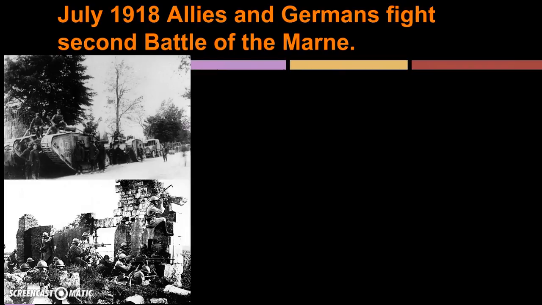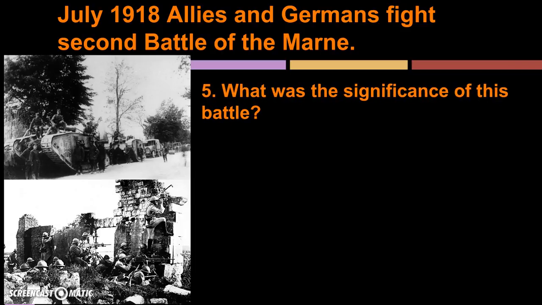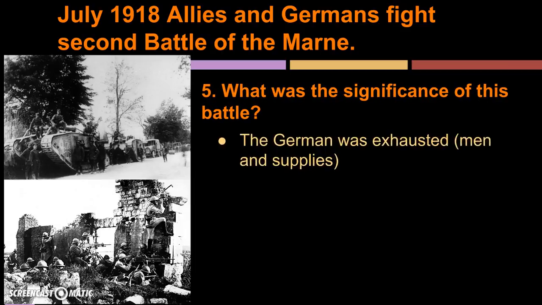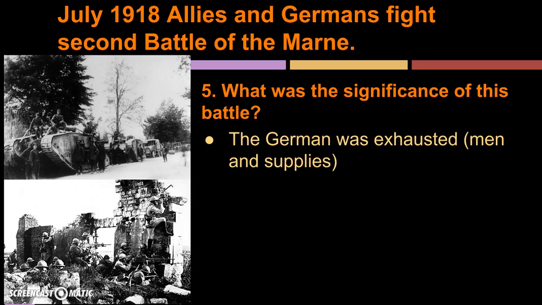July 1918, another section of your timeline is the Allies and Germans fight the Second Battle of the Marne. What was the significance of this battle? That's the question. Now, Germany actually did quite well at the start of this battle. They advanced deep into the Allies' territory, further and further into France, and they actually got quite close to Paris once again. They were moving very rapidly, and you can see in that upper picture in the upper left, those are actually British tanks that have been taken over by Germans.